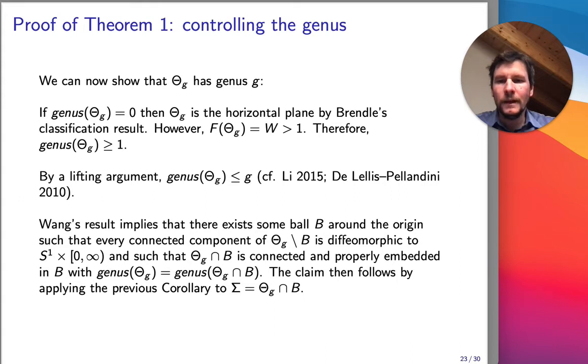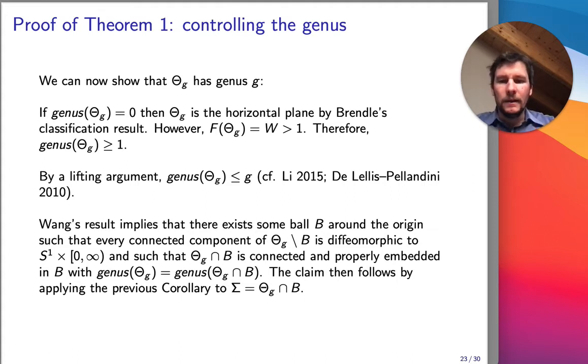Okay, and then we can use this to actually deduce that the genus must all happen inside this ball B. Okay. And now we can apply the corollary, because the boundaries inside this ball, where we have these ends, they can be closed up with topological disks.